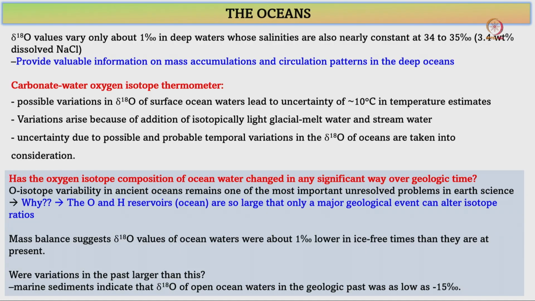That kind of mass balance suggests that the delta 8 values of the ocean would just get lower by 1 part per mil than the present day in ice free time. What do I mean by ice free time? That means all the melt water from the poles, from the continental glaciers, has all melted and returned back to the ocean. So, therefore, if I consider the present day as 0 parts per mil, then in the past I expect that the ocean water value would have been minus 1 part per mil.